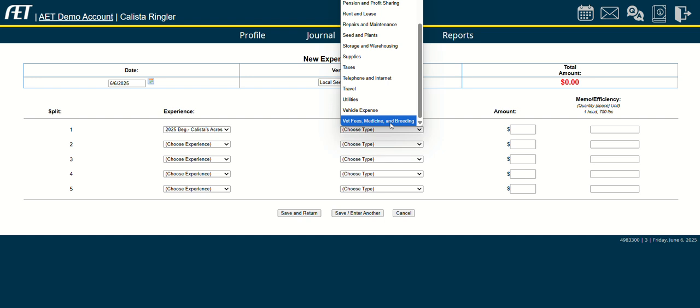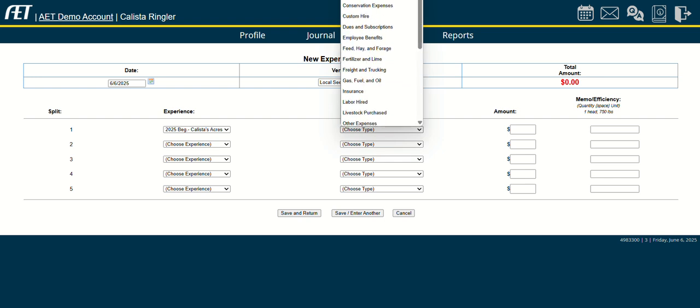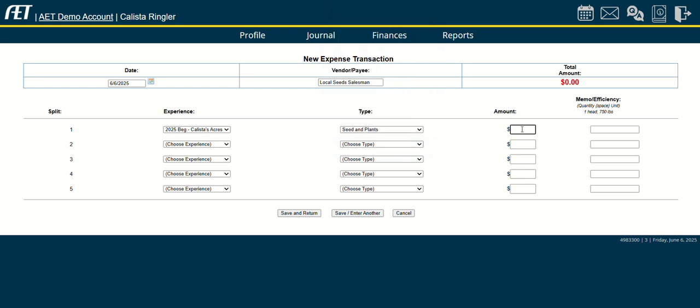So my expenses could go all the way from vet fees all the way to advertising up at the top. So what we're going to do is look at what are some things I would have spent money on throughout the year that my local seed salesman would have received the payment for. Okay, so my local seed salesman would have sold me seed. So I go to seeds and plants. How much money did I buy from him? Maybe I only bought $800 worth of seed, and in this box I would say type of seed and amount of seed.